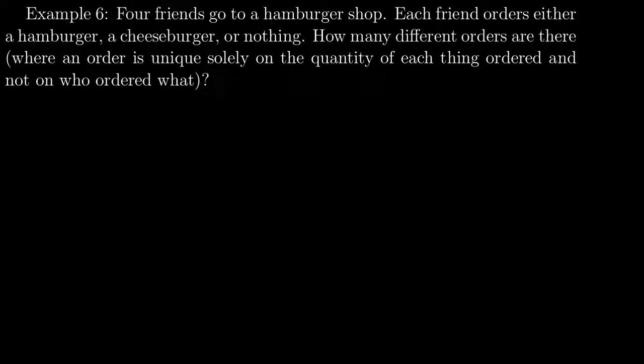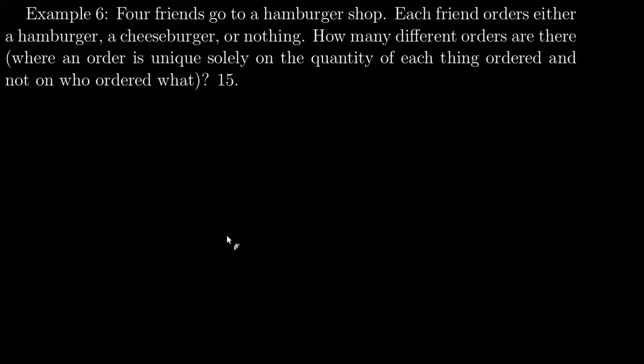All right, last example. 4 friends go to a hamburger shop. Each friend orders either a hamburger, a cheeseburger, or nothing. How many different orders are there, where an order is unique solely on the quantity of each thing ordered and not on who orders what? So this is like the first example from the last video. Pause it. Feel free to try it. And the solution is 15 different orders.